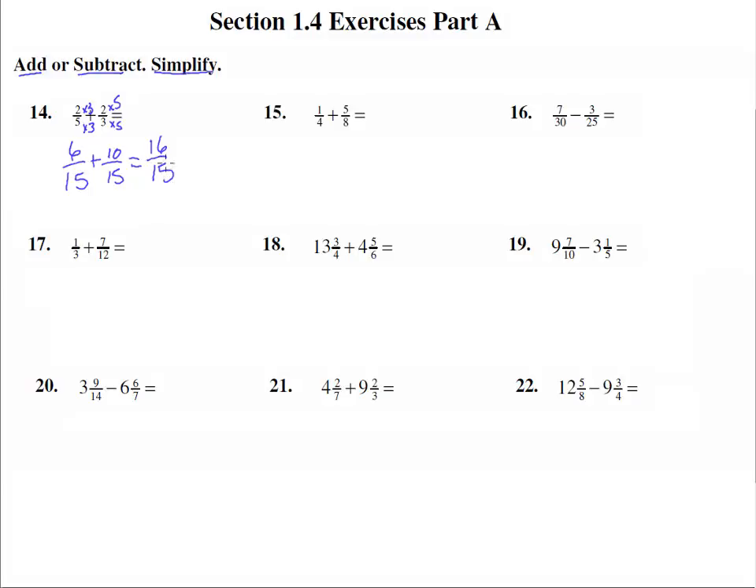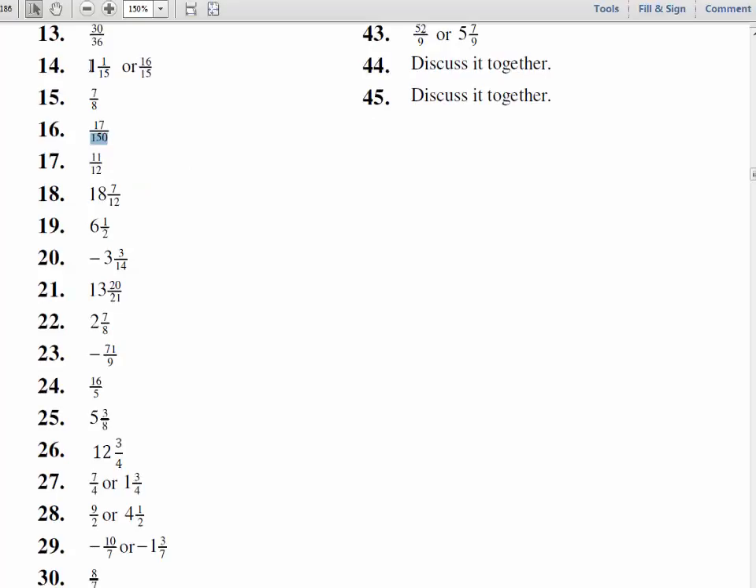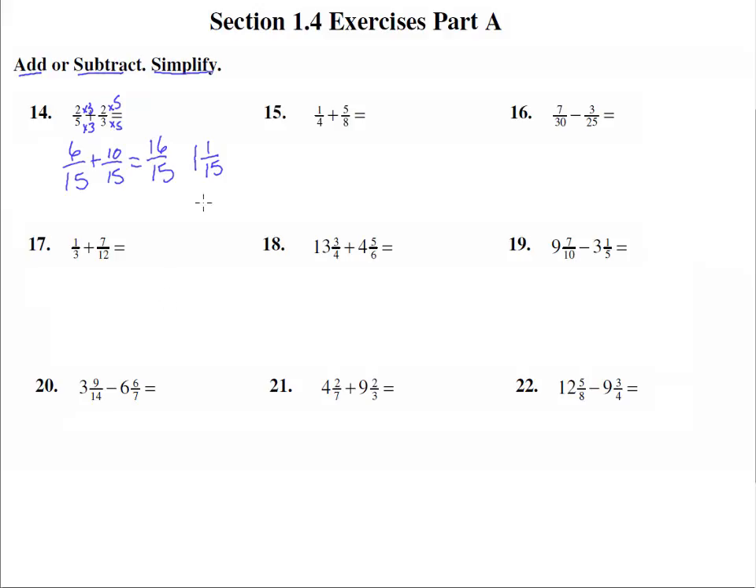Now remember, whenever we get 15/15, that makes a whole 1. So 1, and there will be 1 left over. So we could have 1 and 1/15. Let's look at the answer and double check. Yes, 1 and 1/15 or 16/15. Good. Number 15. 1/4 plus 5/8.